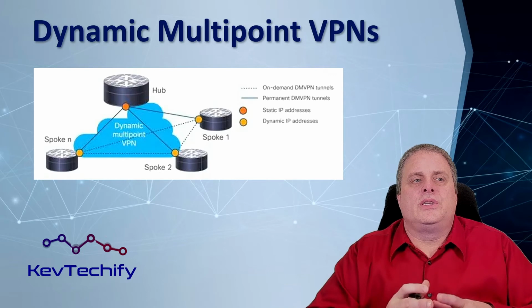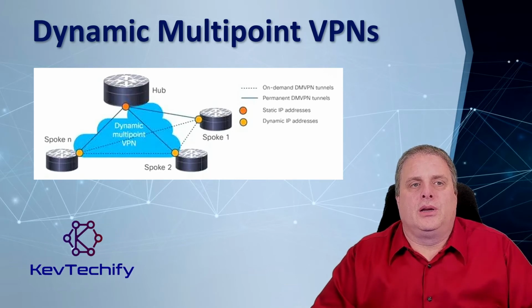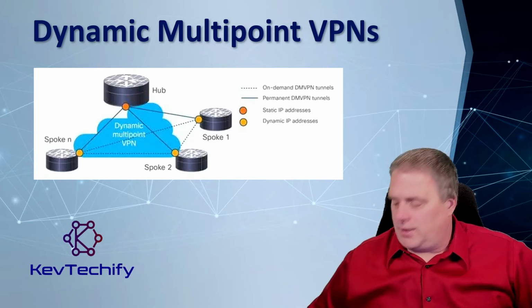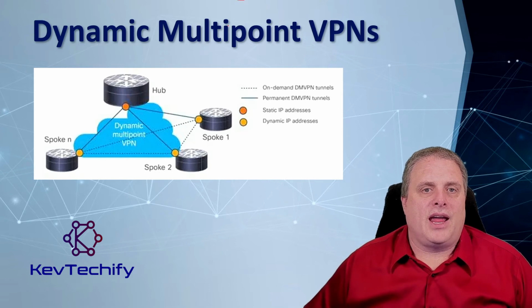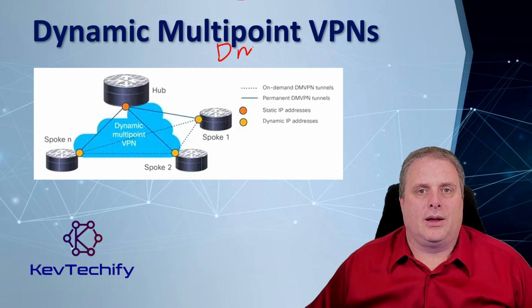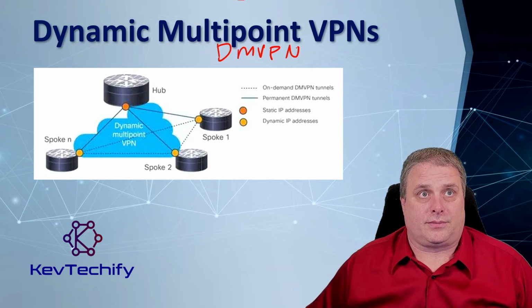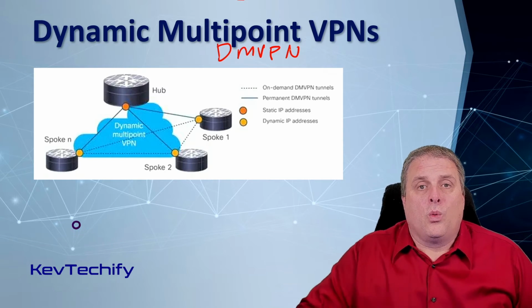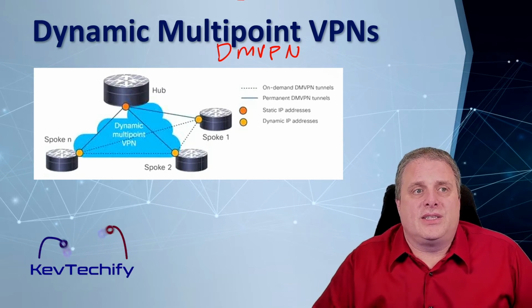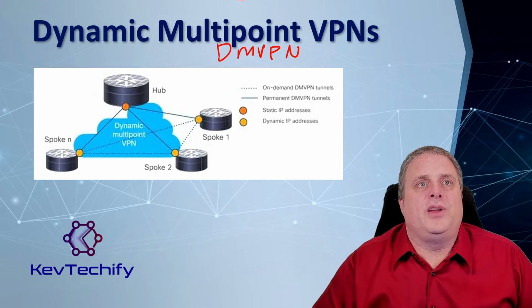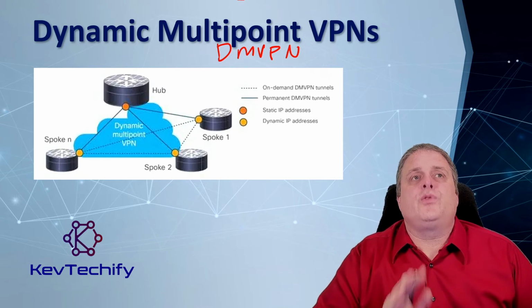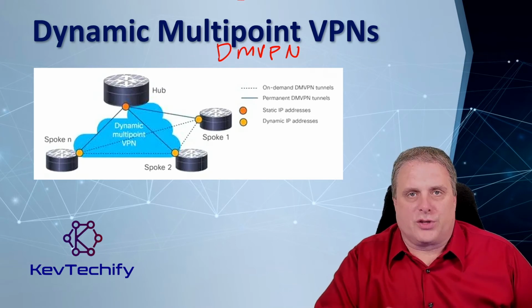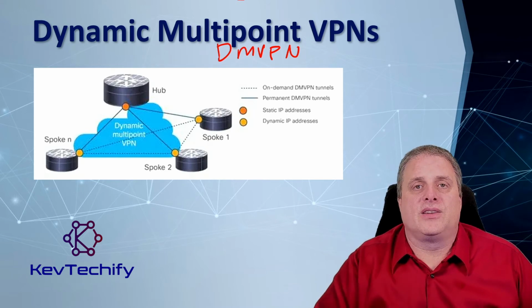What we can use is this dynamic multi-point VPN. And once again, we do have the acronym for it. It's DMVPN. And what this DMVPN is, the dynamic multi-point VPNs, it's a Cisco software solution, meaning it's Cisco proprietary. You have to buy it and license it from them.